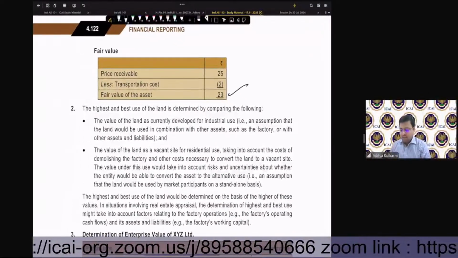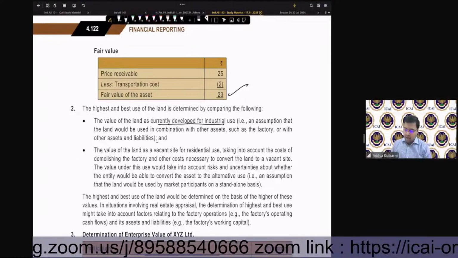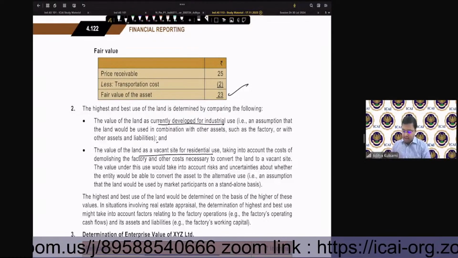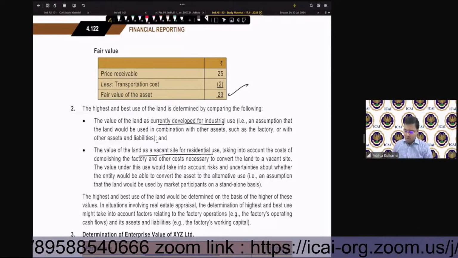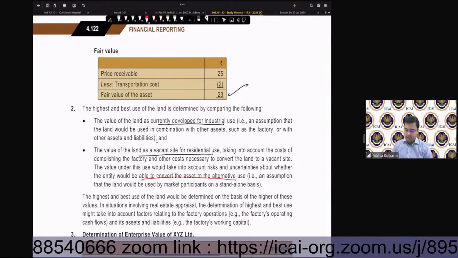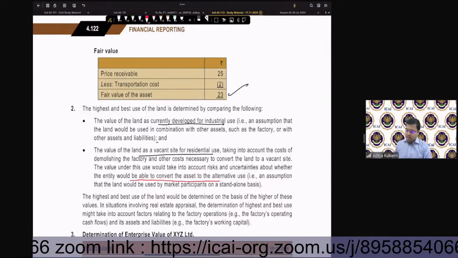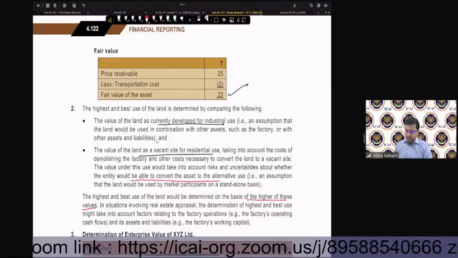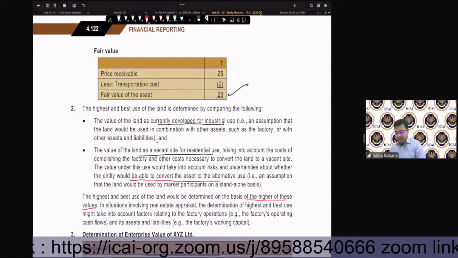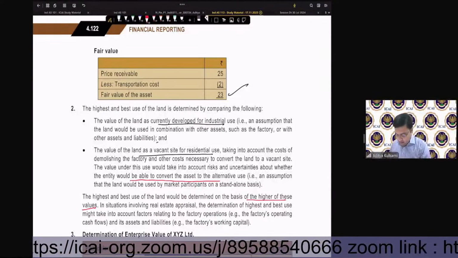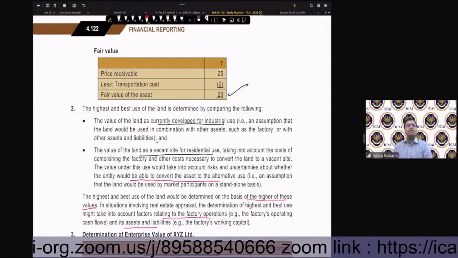The highest and best use is determined by comparing the following: the value of the land as currently developed for industrial use and the value of the land as a vacant site for residential use, where you would consider the risk and uncertainties about whether the entity would be able to convert the asset into the alternative use. The highest and best use of the land would be determined on the basis of the higher of these values, obviously. In situations involving real estate appraisal, determination of highest and best use might take into account factors relating to the entity's operations as well as its assets and liabilities, which is a standard practice.